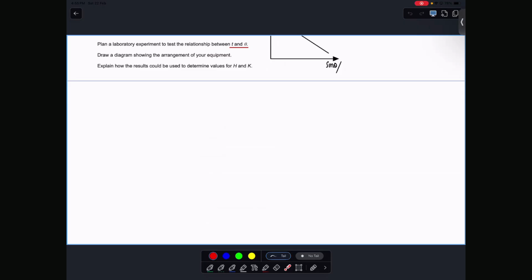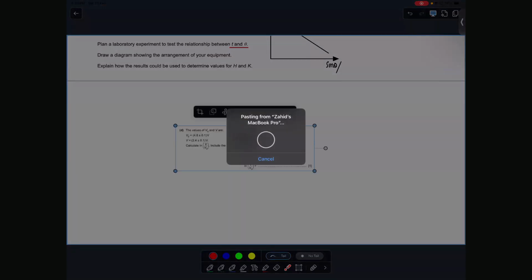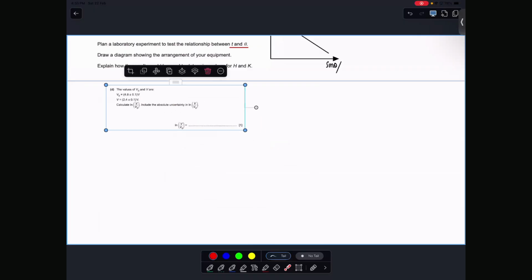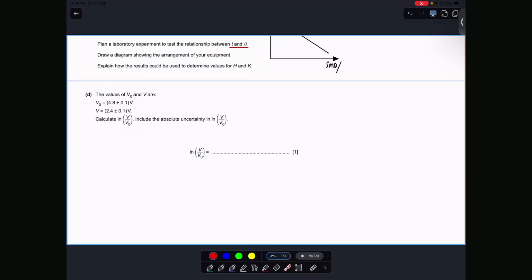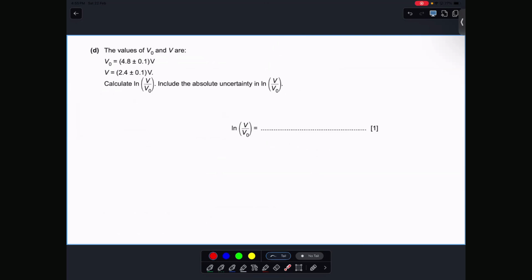Oh, okay. D. Yeah. It's a very good question. We'll do this one, 1 mark, but it tests your uncertainty skills. Okay, so the values of V naught and V are given here. Calculate ln V by V naught, include the absolute uncertainty in ln V by V naught. Correct. Very random question, they typically don't give this, but yes, maybe you can do this.